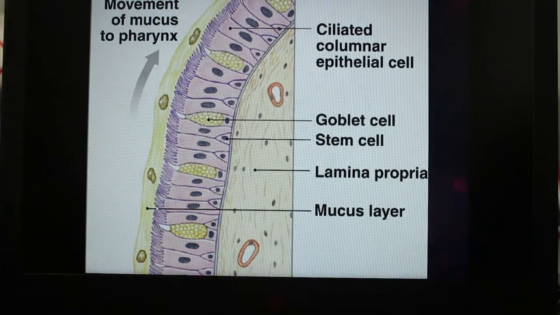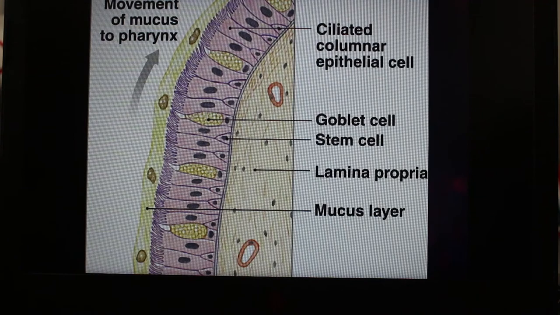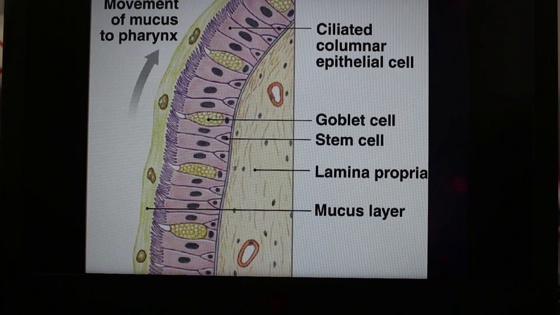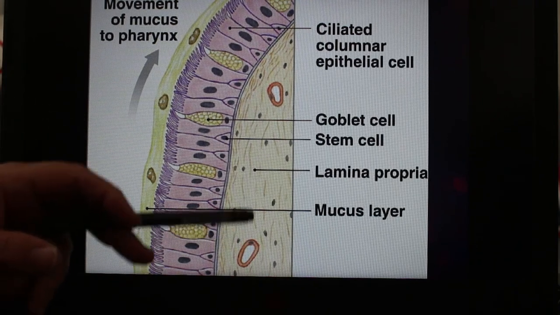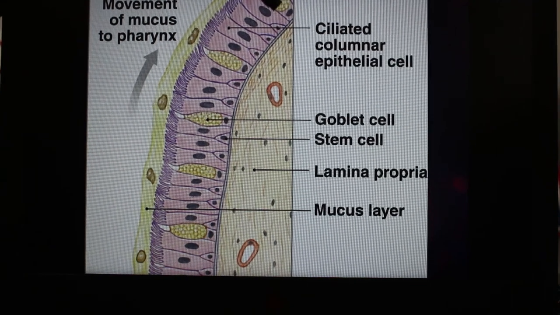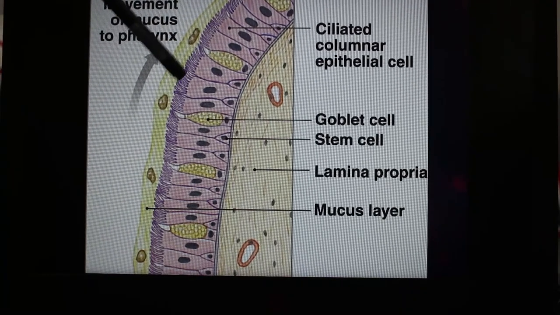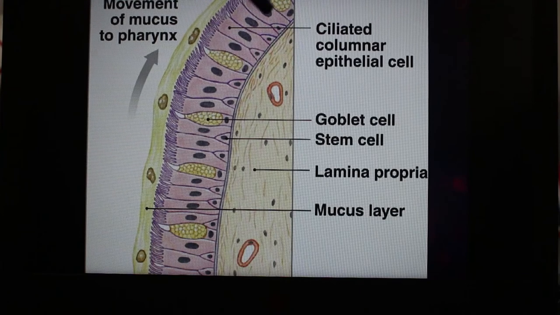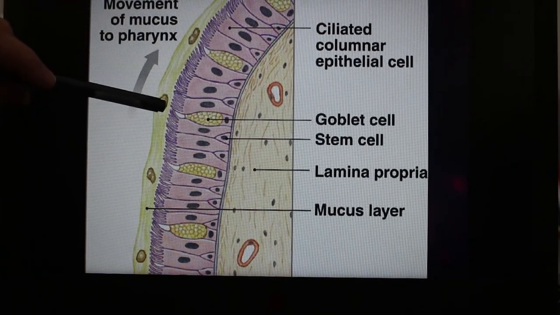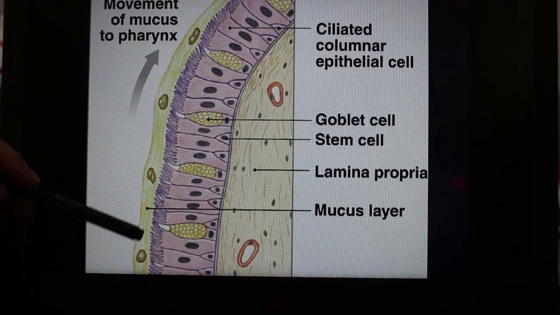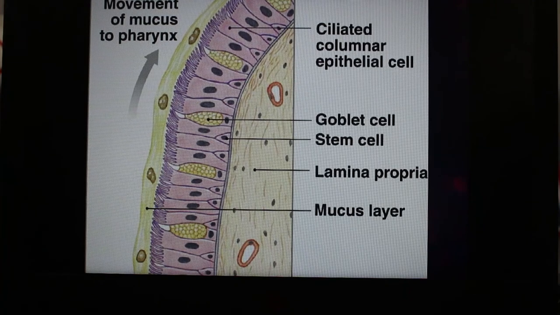So here is a drawing of the epithelium of the respiratory tract that lines all the trachea and bronchioles and the inside of the respiratory tract. This is the basal lamina propria, and then we have the small stem cells, and we have the ciliated cells at the end of which we have the cilia, and we have the goblet cells filled with mucus. They secrete the mucus into the lining of the epithelial cells that traps the foreign materials, the pathogens, etc. And the cilia move the mucus always upwards towards the pharynx.